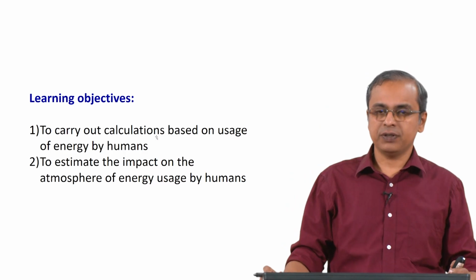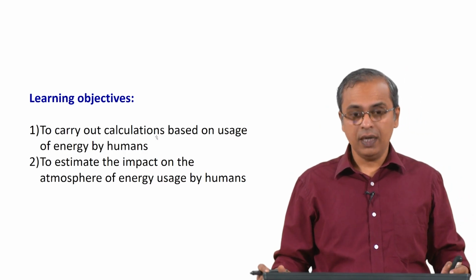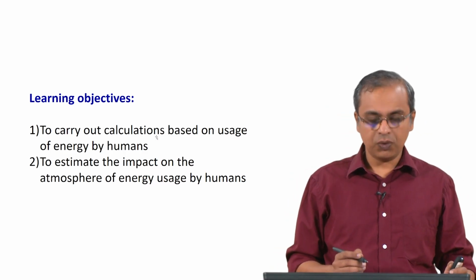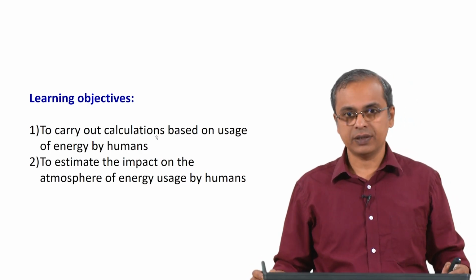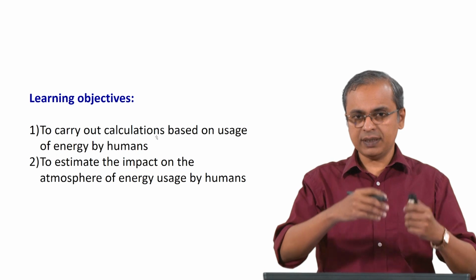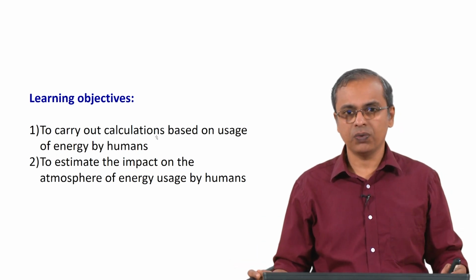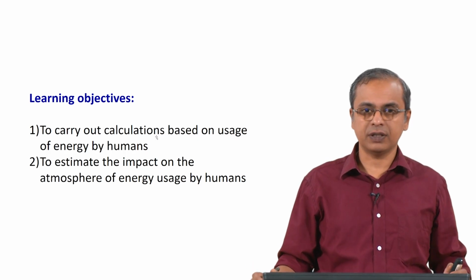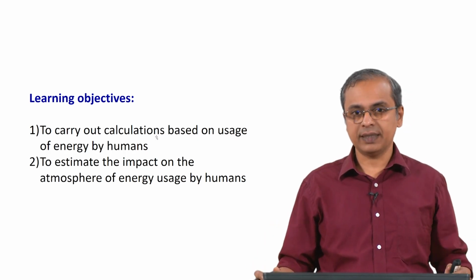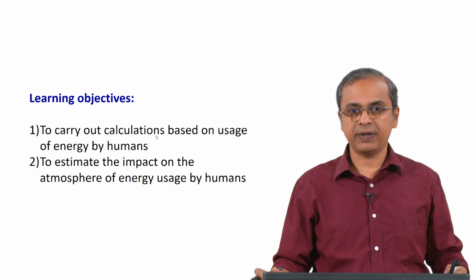So, the learning objectives for this class are twofold. First, our intention is to carry out a calculation based on the energy usage by humans. The process that we are going to go over to do this calculation is itself a learning objective for this class, so that you get a sense of how to go about this kind of a calculation.